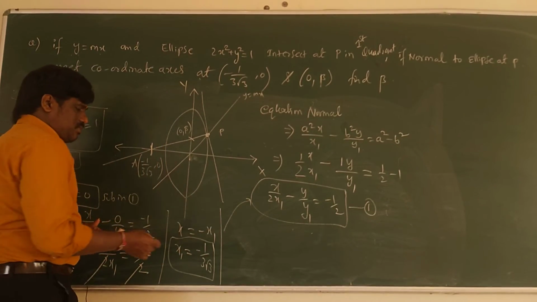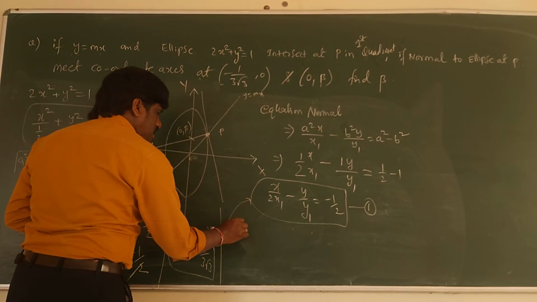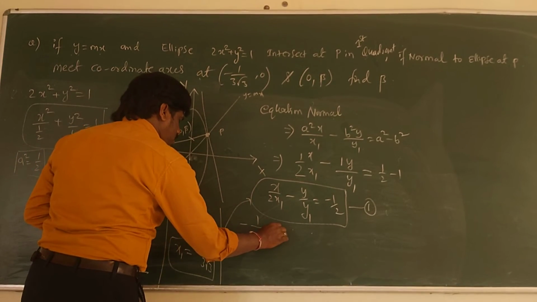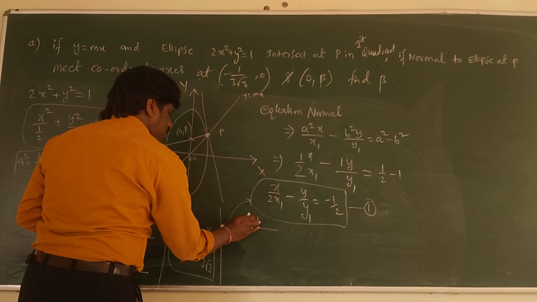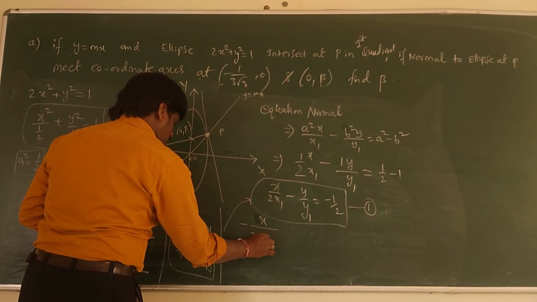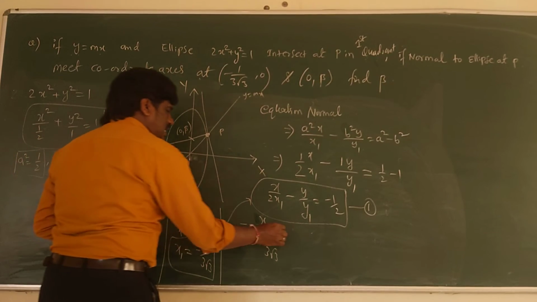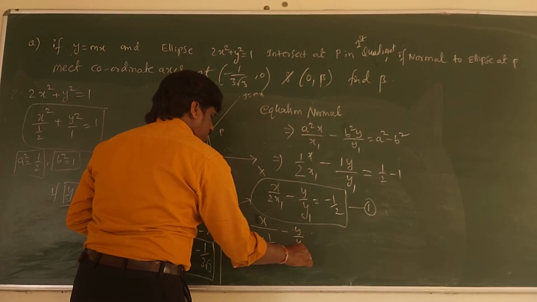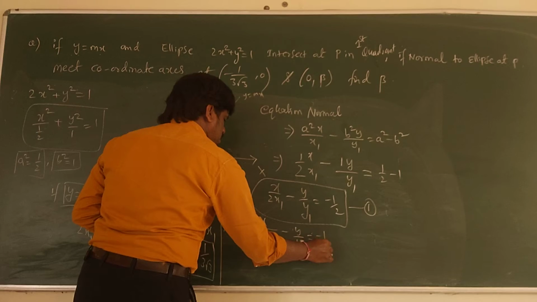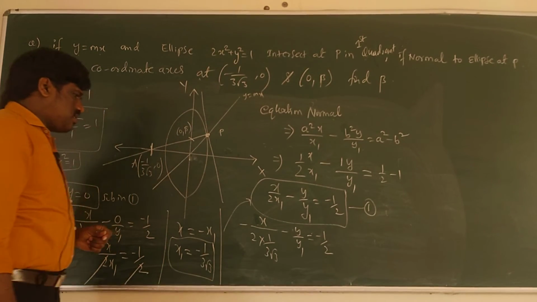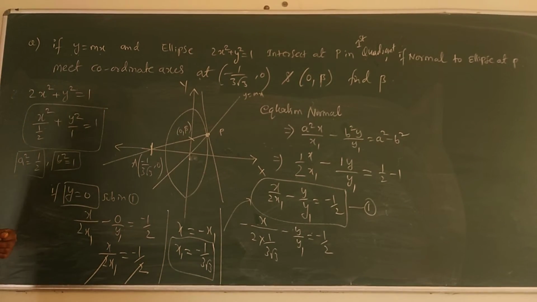So let's see, substituting in the first equation, what I get here: minus x upon 2 into 1 upon 3 root 3 minus y upon y1 is equal to minus half. From this I am going to get the values here.